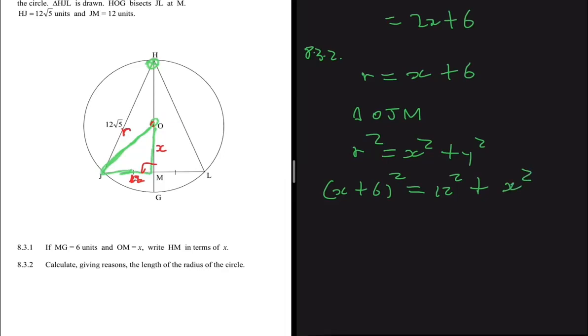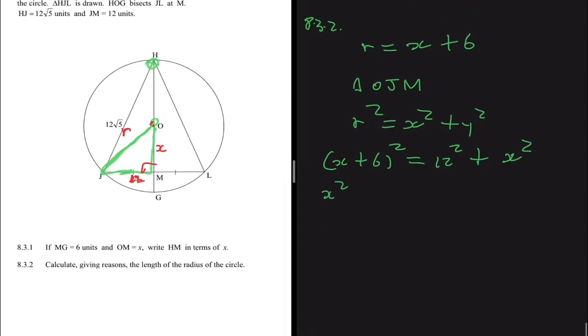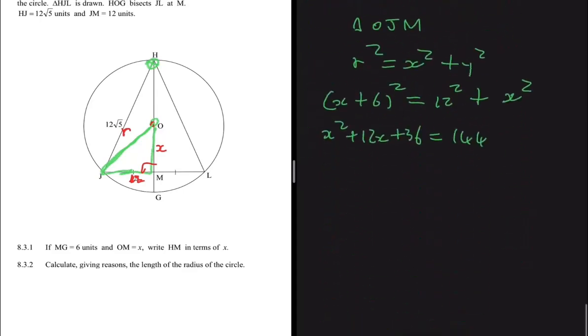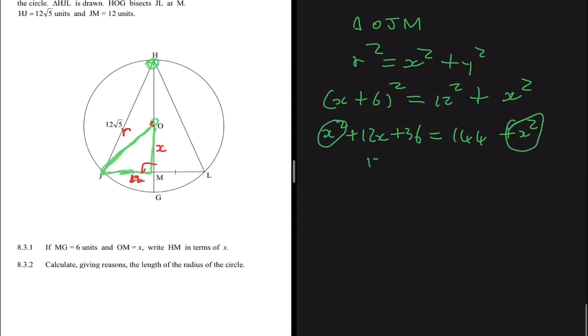So what is x plus 6 squared? x multiplied by x is x squared. x multiplied by 6 is 6x. You multiply that by 2, you get plus 12x. And then 6 multiplied by 6, that is 36. And that will be equal to 12 squared, 144, plus x squared, right? So look at this. We have x squared here, we have x squared here. So they're going to fall off, right? We're going to be left with 12x plus 36 is equal to 144.